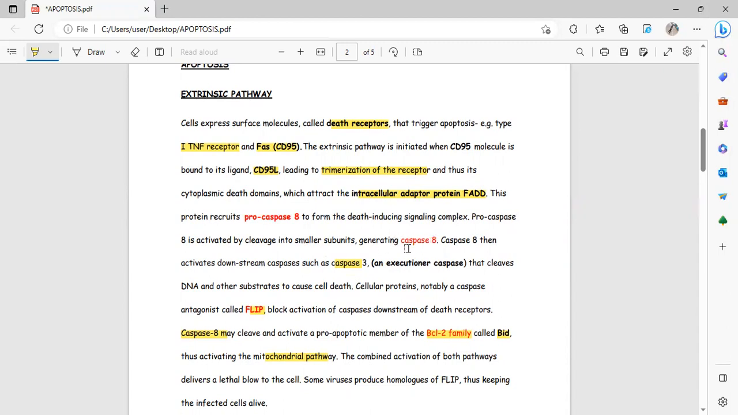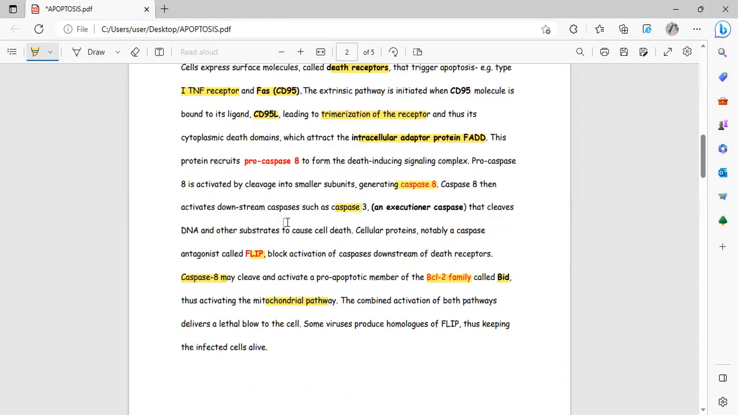Now, this caspase 8 is very important because it will activate downstream caspases, such as caspase 3, which is very important in cleaving the DNA and other substances to cause cell death. So remember, it is caspase 3 that will destroy or cleave the DNA, okay? And whenever it cleaves the DNA, the cell will die, okay? I want us also to understand that we have another important protein called FLIP, and FLIP basically prevents the actions of all these caspases. So whenever FLIP has been expressed in a cell, that cell won't die by apoptosis, especially by the extrinsic pathway, because the caspases won't be activated, okay?